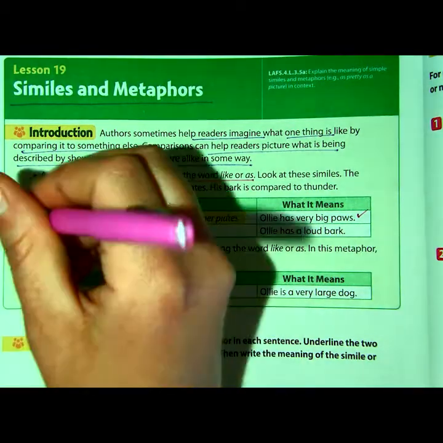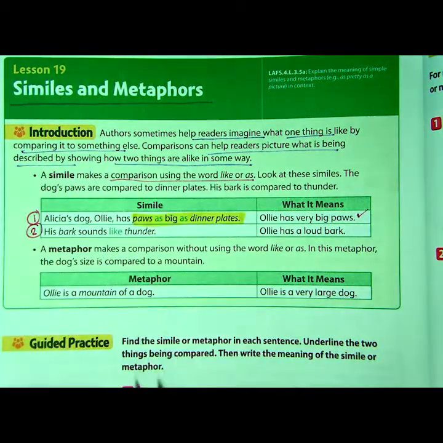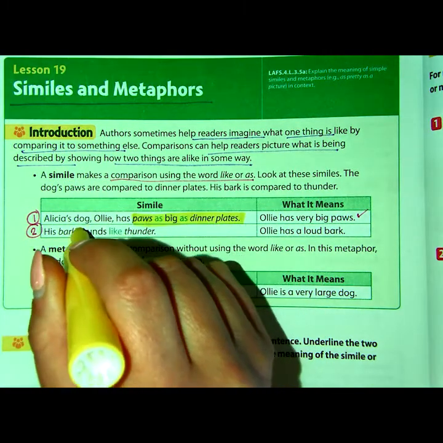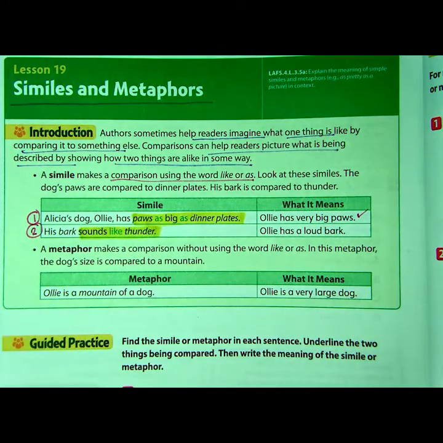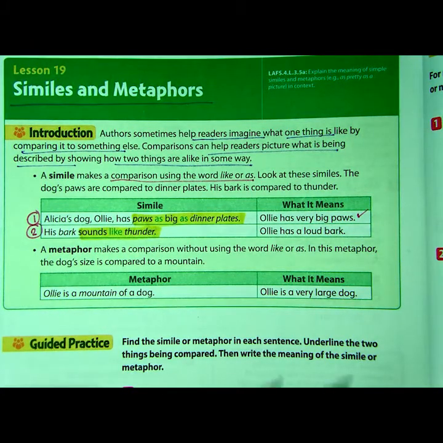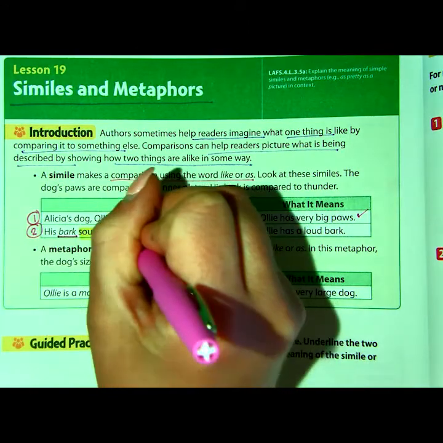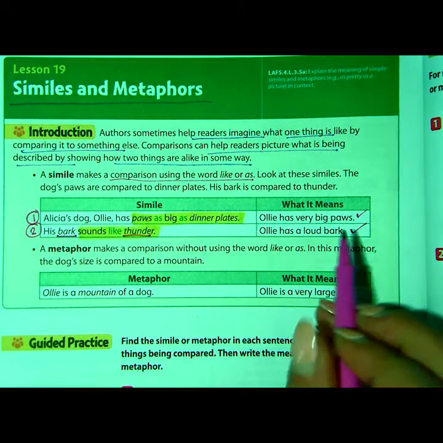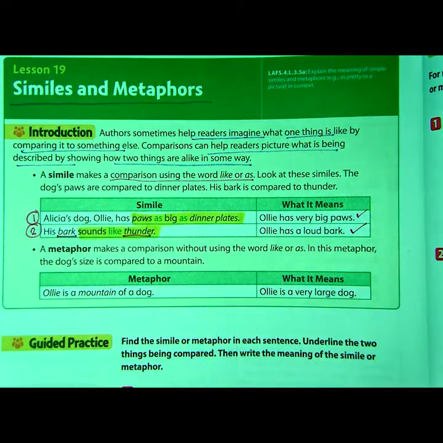Let's look at example number 2. His bark sounds like thunder. So here is the comparison, sounds like thunder. And now I want you to think, what two things are they comparing? Well, his bark to thunder. So what does this mean? It means that this dog, Ollie, has a very loud bark.